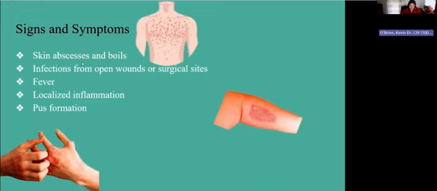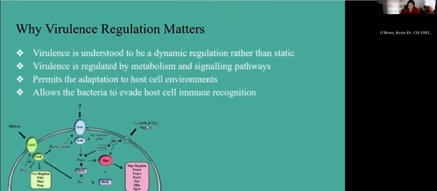Staphylococcus is actually the leading cause of surgical site infection as well as medical device infections due to the biofilm that develops, and it allows the bacteria to remain persistent regardless of treatment. Virulence regulation matters because virulence is understood to be a dynamic regulation rather than a static one, meaning there are multiple complex signaling cascades and communication that increase the virulence of Staphylococcus aureus.